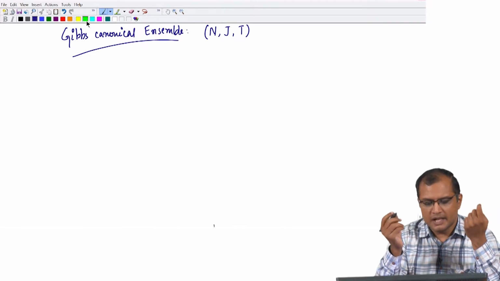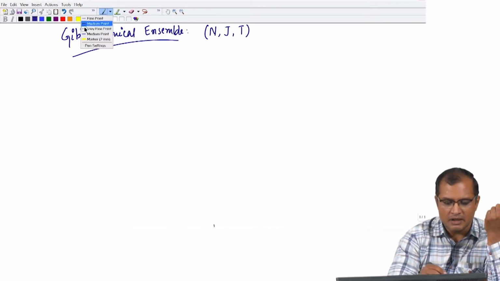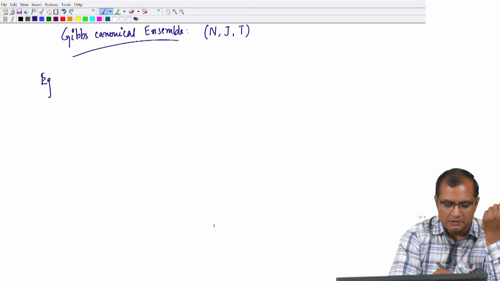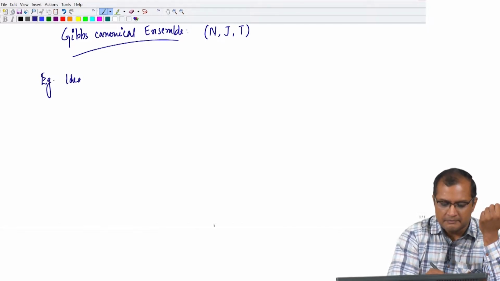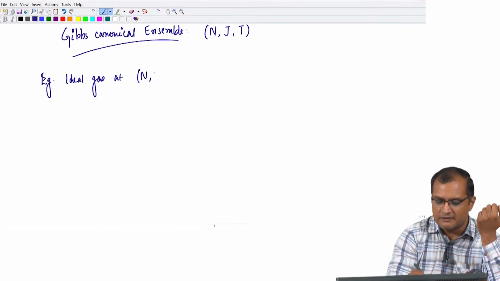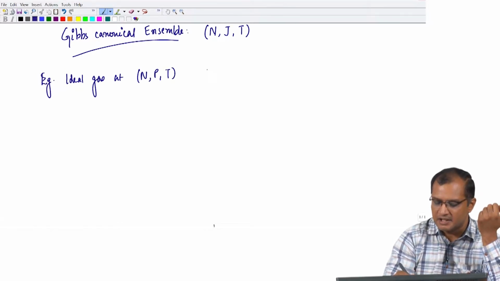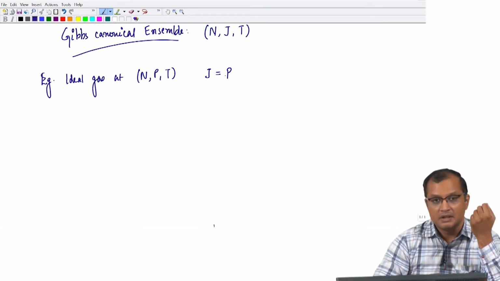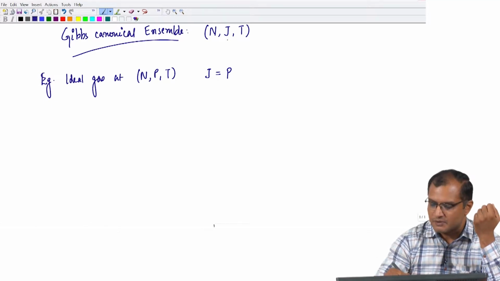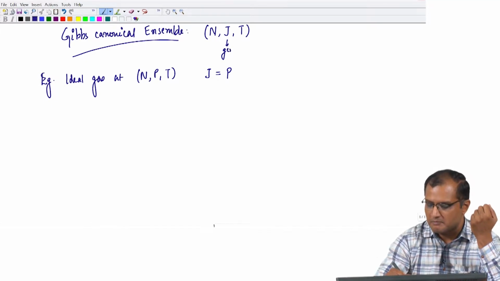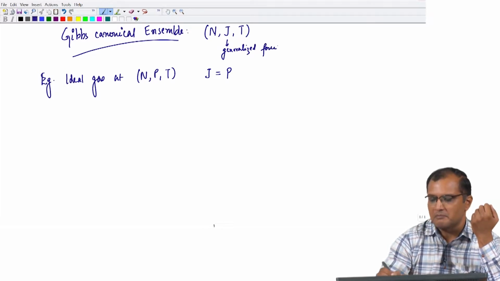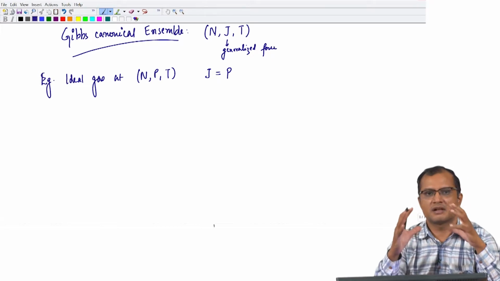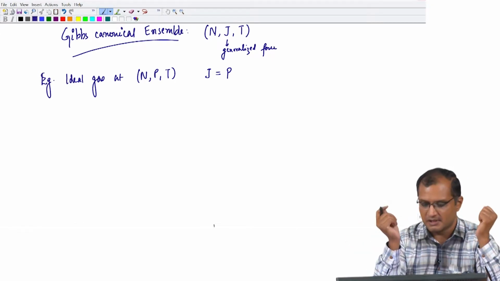Okay. So, examples of such a system are an ideal gas at some constant values of N, P and T. So, I have taken the generalized force as pressure P. Okay. So, J is the generalized force. So, the system has to do work against this generalized force in some sense.